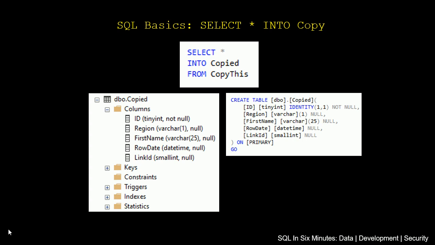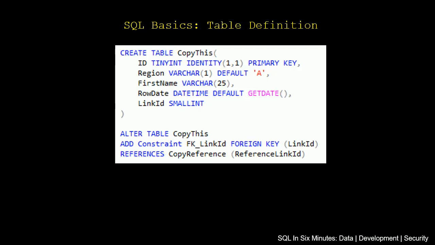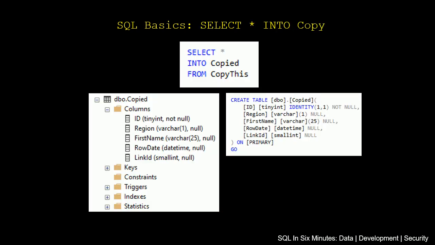So what would happen if we were to select star into copied from copy this? Well, I scripted the table on the right-hand side just so we can see the definition, and on the left-hand side we see what it looks like in Management Studio. We'll see there's no constraints. So our region and our row date no longer have constraints to them. There's no default A and there's no default getdate. We also see that the identity does hold, that we do see the identity 1,1 for the ID field, but it's not a primary key. And of course, link ID is not a foreign key.